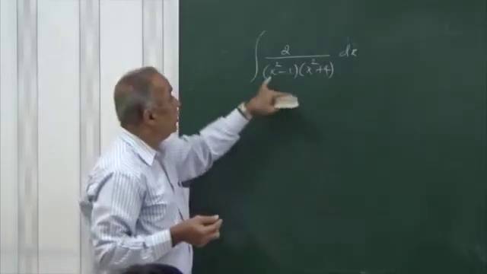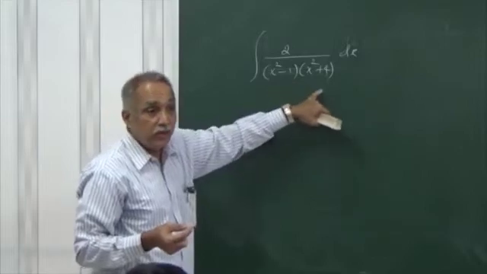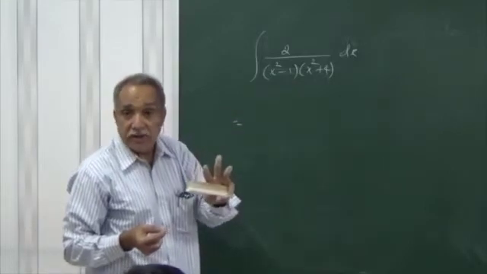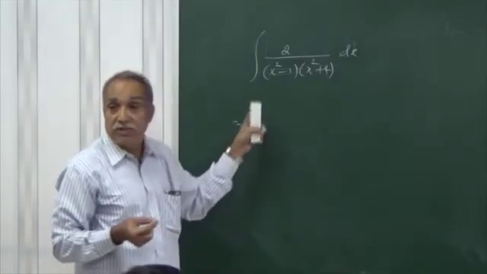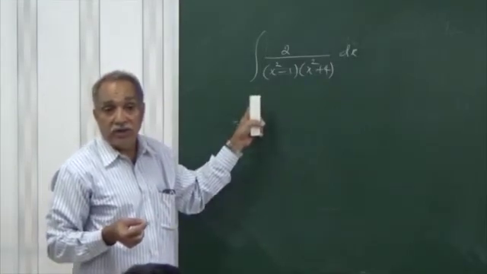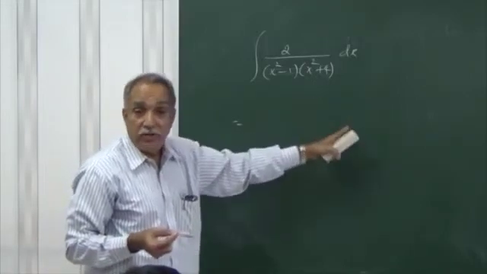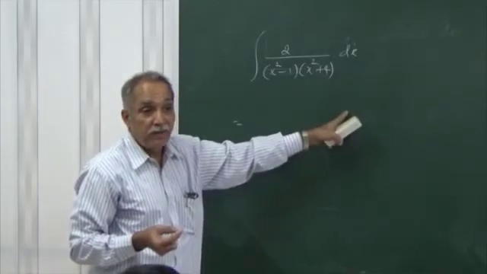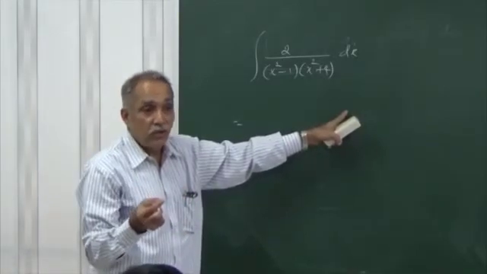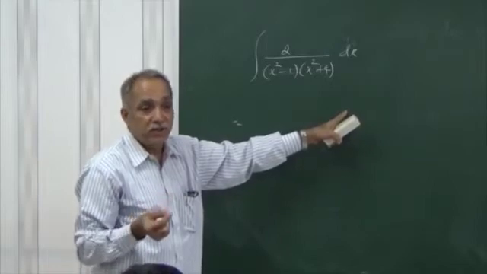Or if you want, you can break this into a product, x minus 1 into x plus 1 into x square plus 4. Then you will get three partial fractions. First one, having denominator x minus 1, will have a constant in numerator. Second one, denominator x plus 1, numerator constant. Third one, denominator x square plus 4, numerator ax plus b. We will have to find the constants involved, but no need to go through all those complications.